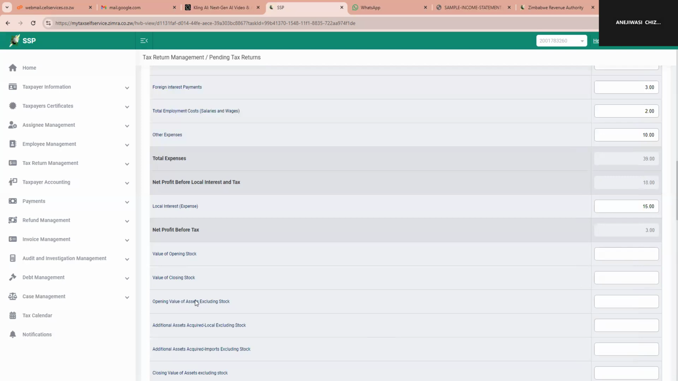Then the opening value of assets excluding stock, you have that. That's where your balance sheet comes in. Did you have additional assets? Did you buy additional assets in the year? In the year, you are putting the total there, right?